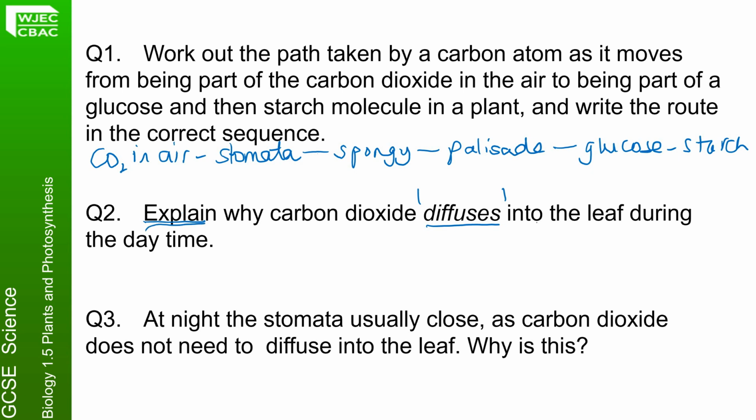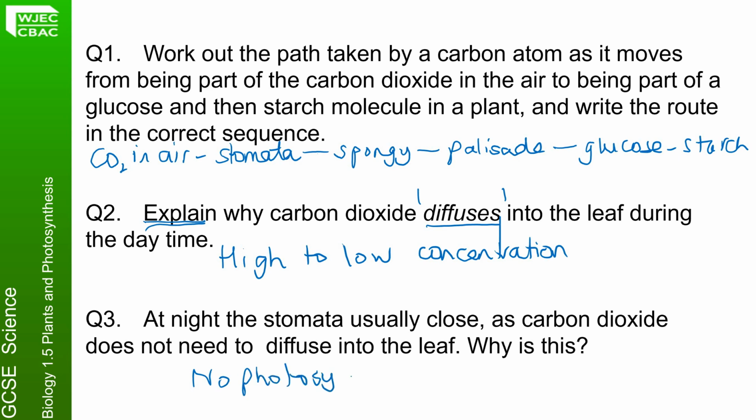Explain why carbon dioxide diffuses into the leaf during the daytime, because it moves from high to low concentration gradient. So there's more carbon dioxide during the day outside the leaf, and it moves inside the leaf to where it's lower. And at night, the stoma close, and carbon dioxide does not need to diffuse into the leaf because there is no photosynthesis. Instead, there is respiration occurring in the leaf.